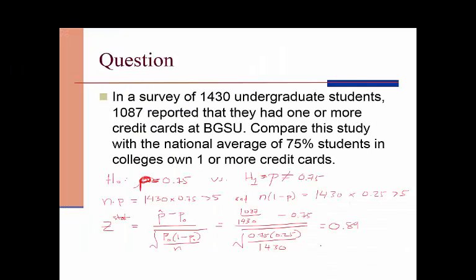Right, so that gives us, from Minitab, we get a p-value equal to 0.38, which is much bigger than alpha, therefore reject H0, which implies accept H1. And so BGSU does have a different average than the national average.